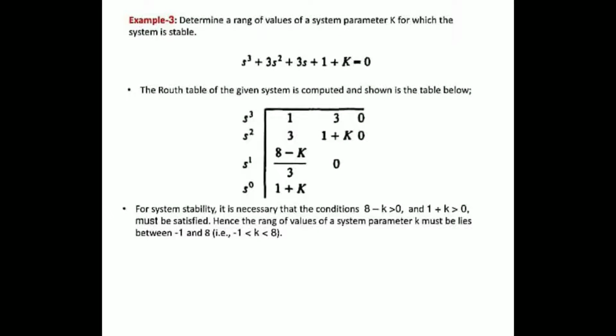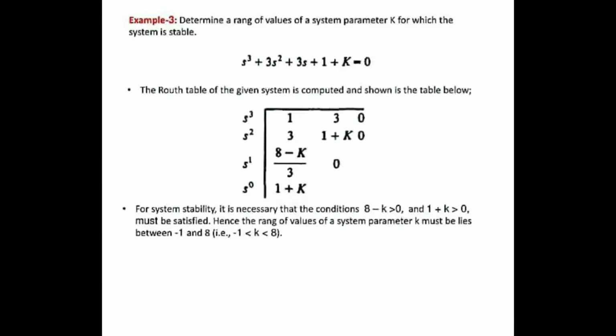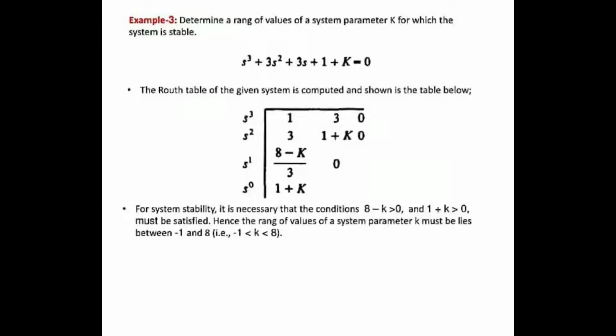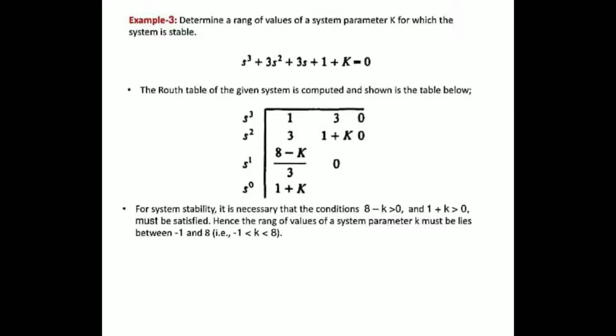Now the next example, s cube plus 3s square plus 3s plus 1 plus k equal to 0. Here the k parameter is given in the characteristic equation. So the system depends upon the value of k. System stability depends upon the value of k. That's why it is conditionally stable, meaning a marginally stable system. This system is called the marginally stable system.